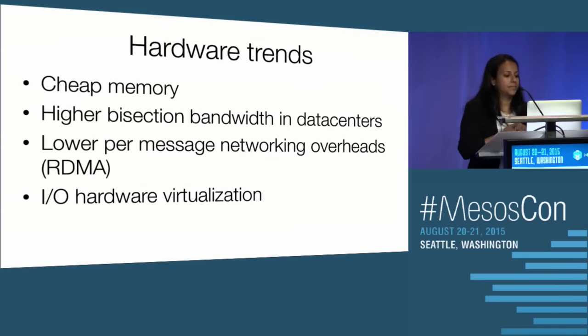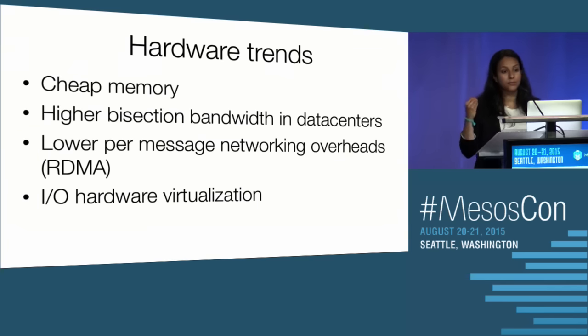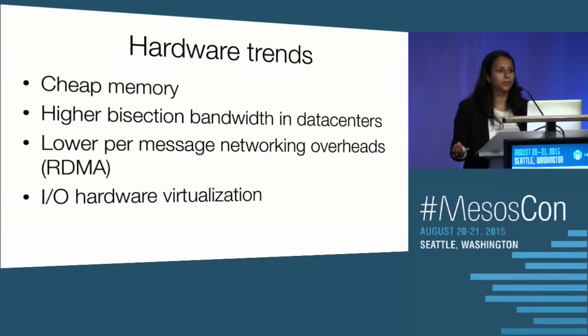Another hardware trend is higher bisection bandwidth in data centers. We're moving away from this tree topology, and we're getting to the case where we actually have quite a bit of bandwidth in our data centers. And when we combine that with lower per-message network overheads, all of a sudden sending messages within a data center becomes very cheap. It's very low overhead. With technologies like RDMA, you don't have to invoke the kernel in order to read data from another machine. So this creates a different world where sending a message, an RPC or a request, is no longer such a high overhead event.